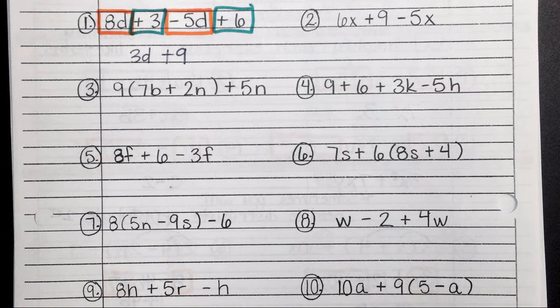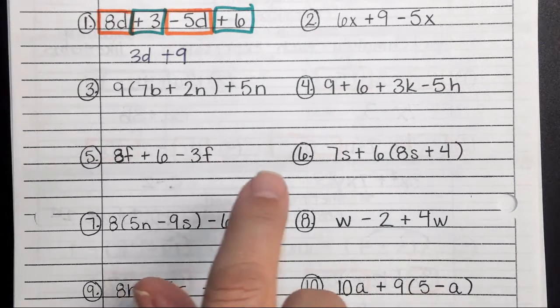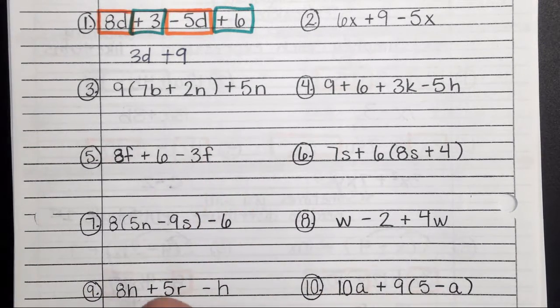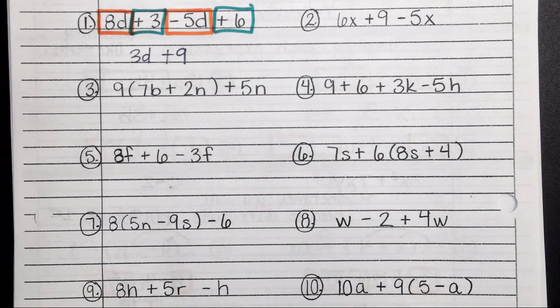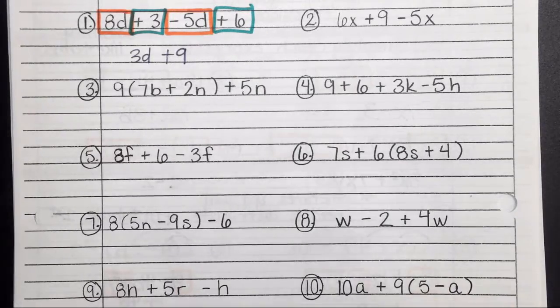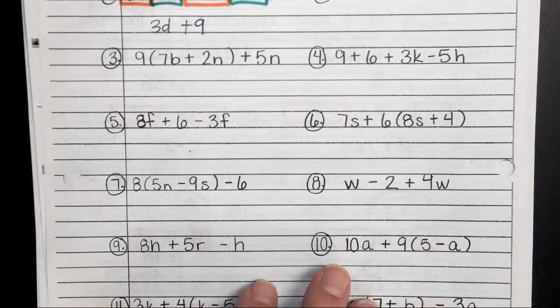Weren't we not supposed to? Wait, how do you do it one step at a time and not all at once? For what? We're not doing anything all at once. We're just simplifying. We're not solving. We can't solve them. We're just simplifying, and you're simplifying by combining like terms.